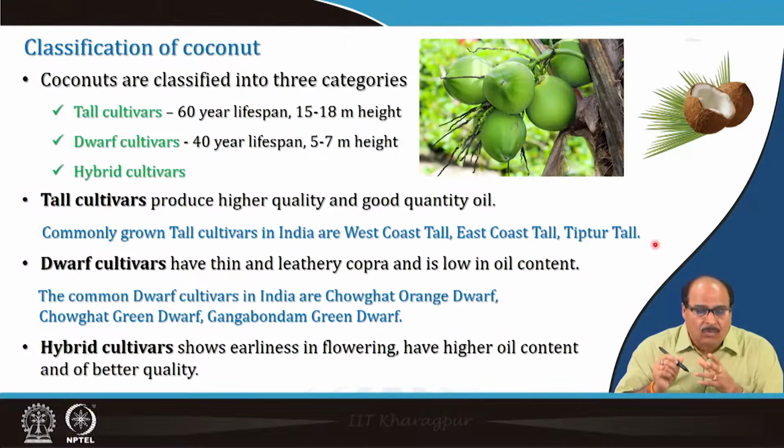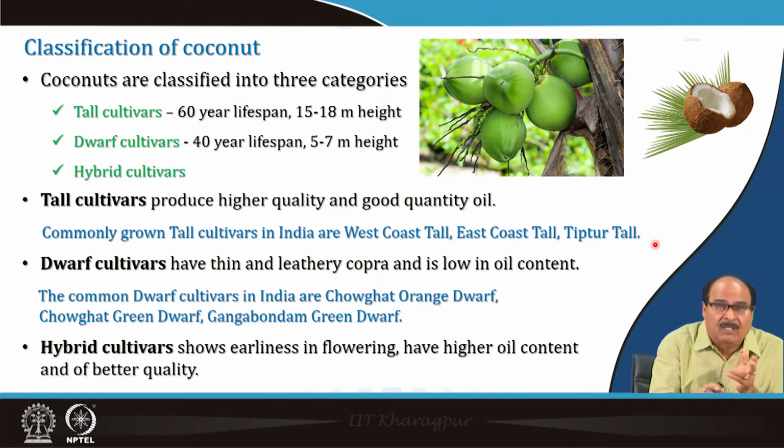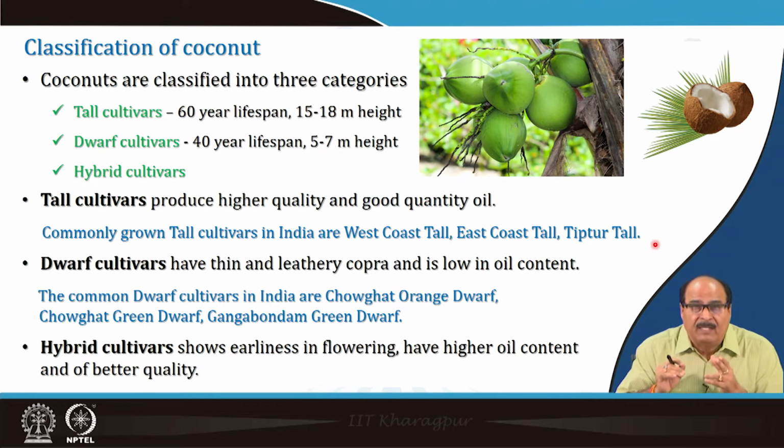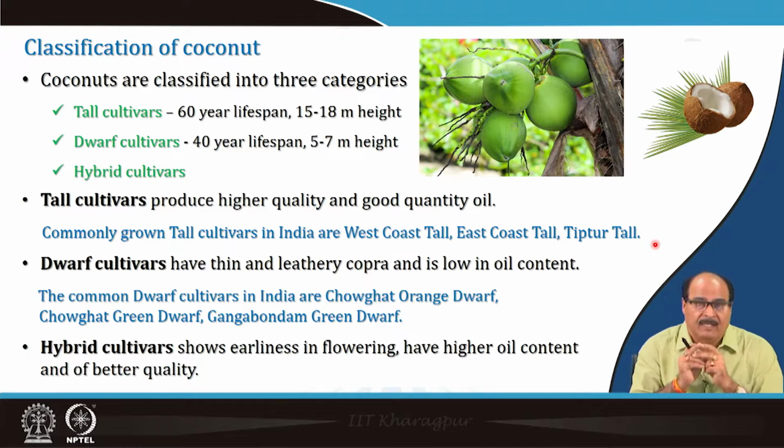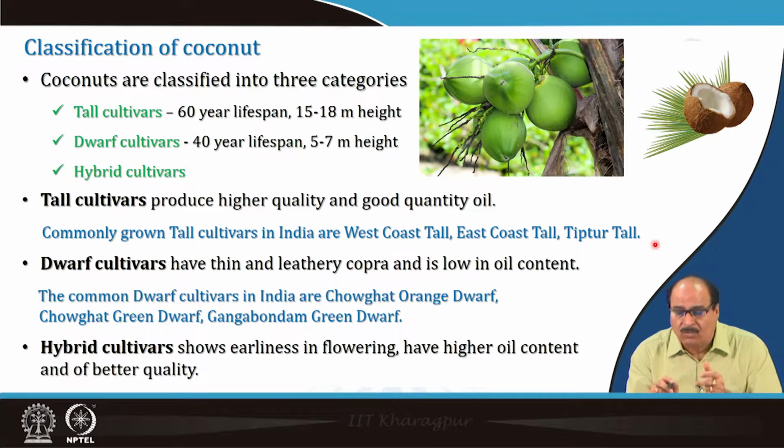Okay. The coconut is classified into three major categories: tall cultivars, dwarf cultivars and hybrid cultivars. Tall cultivars have about a 60 year lifespan and are around 15 to 18 meters in height. Dwarf cultivars have a 40 year lifespan and are about 5 to 7 meters high. Tall cultivars produce good quality oil. Commonly grown tall cultivars in India are West Coast tall, East Coast tall, Tiptur tall and so on.